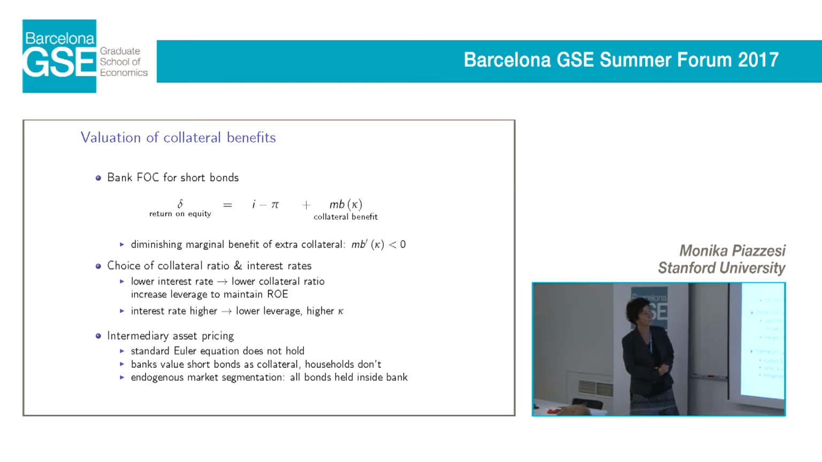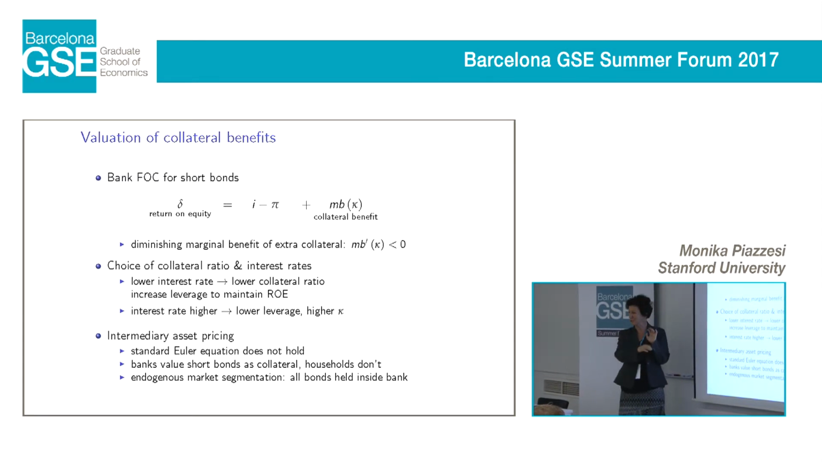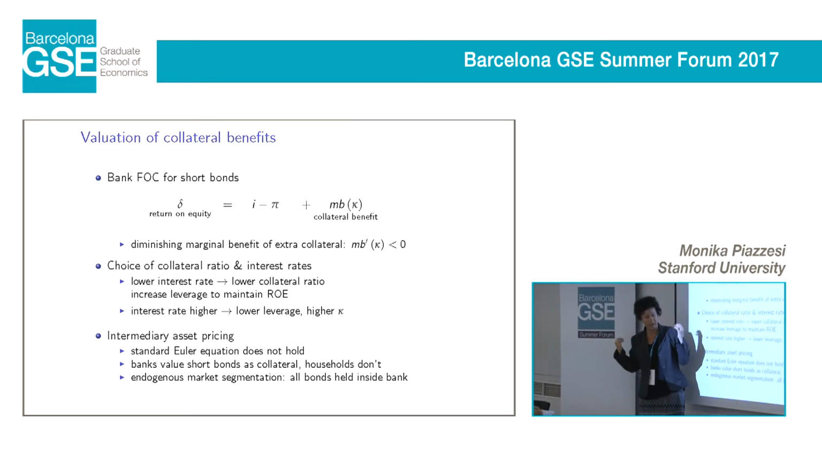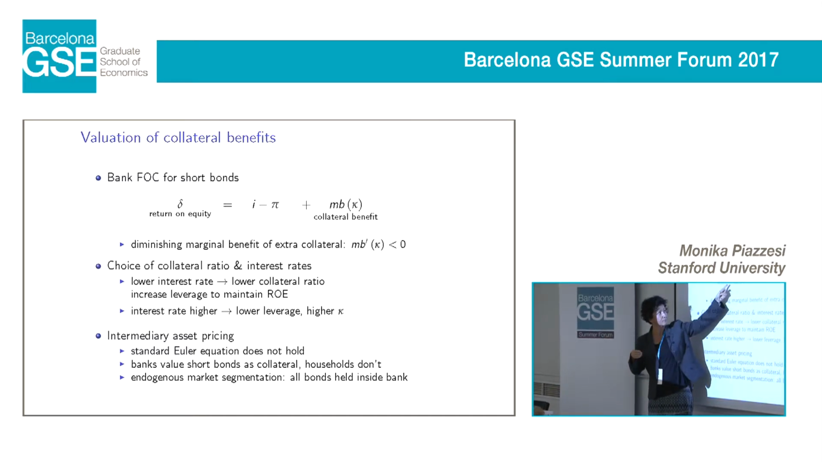So let me show you explicitly how one such first-order condition works. There are many first-order conditions that I could show you. Let me show you one, which is the one for short bonds. Banks have to choose how many short bonds they hold, and their calculation is always going to be of the same form. They will equate the return on equity, which in this model with risk-neutral households is just the discount factor of these households, the rate of discounting of these households. This is the return on equity.